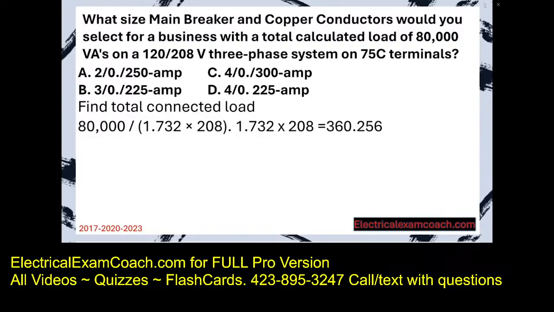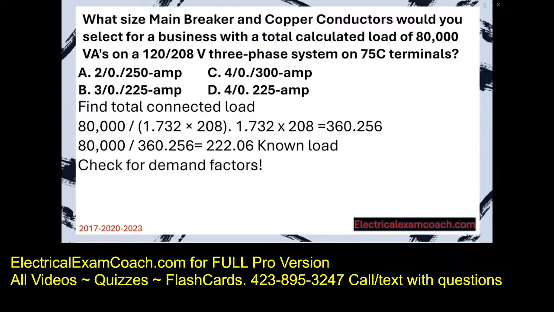We take the 80,000 VAs, divide it by the 360, and that gives us a 222 amp known load by which we can size our breaker and our wire. But first, we must check for demand factors. In this case, there are no demand factors, so we can size like normal.